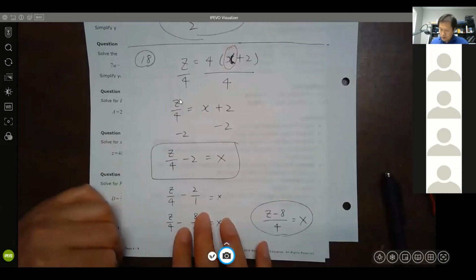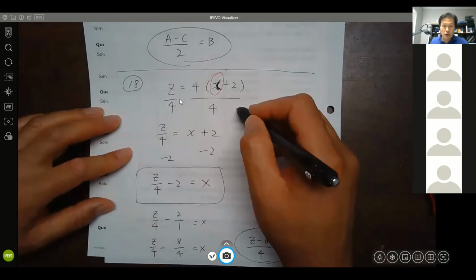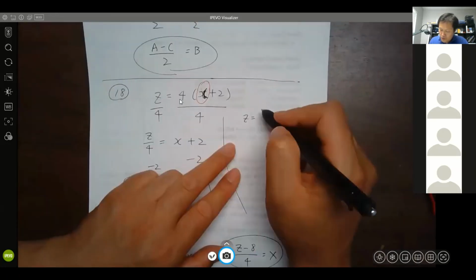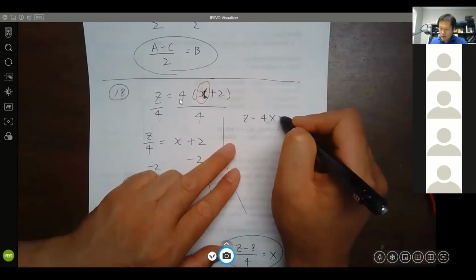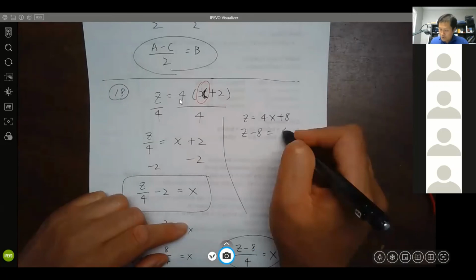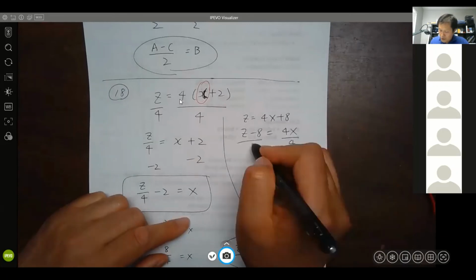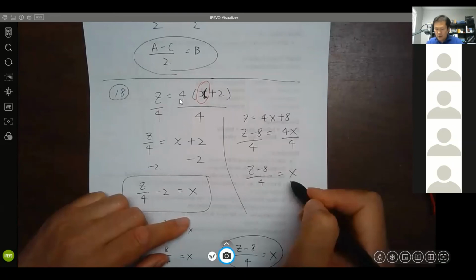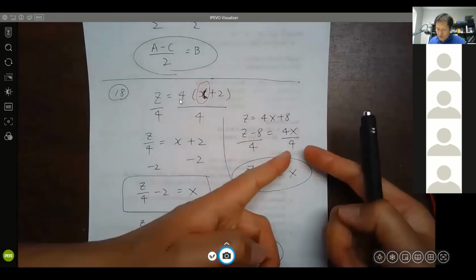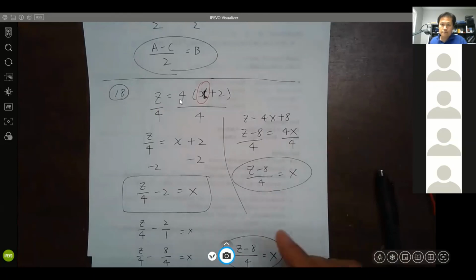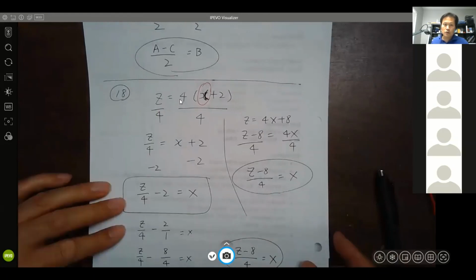And let's say you did distribute 4 first, then you could have done z equals 4x plus 8, then minus 8, z minus 8 equals 4x. Divide by 4, so you get this answer directly. If you distribute 4 first, you get this answer. Either way is okay. Whatever you prefer.